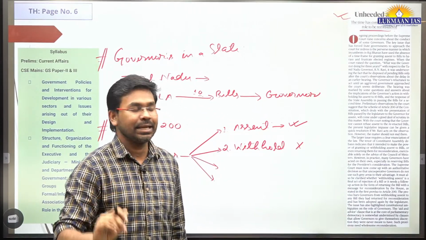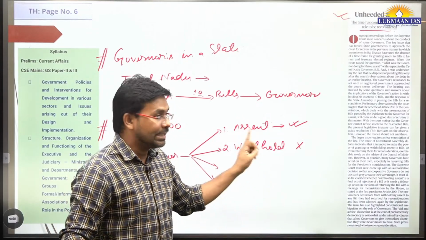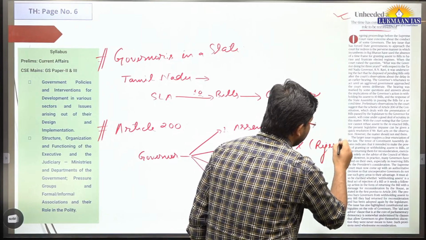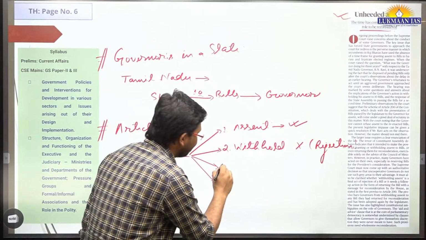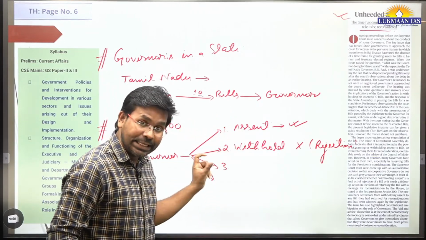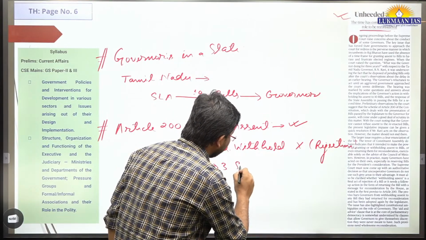So when he withholds his assent, it means he did not agree with the bill. He did not give his assent to the bill, which means he has rejected the bill. It amounts to rejection of the bill, right? It amounts to rejection of the bill.